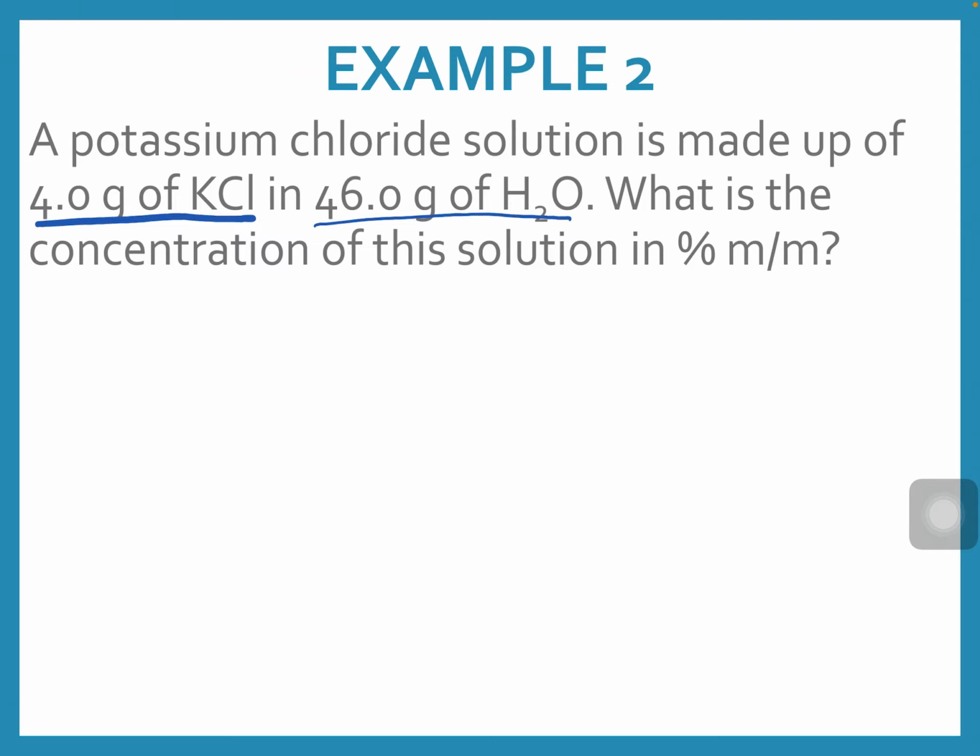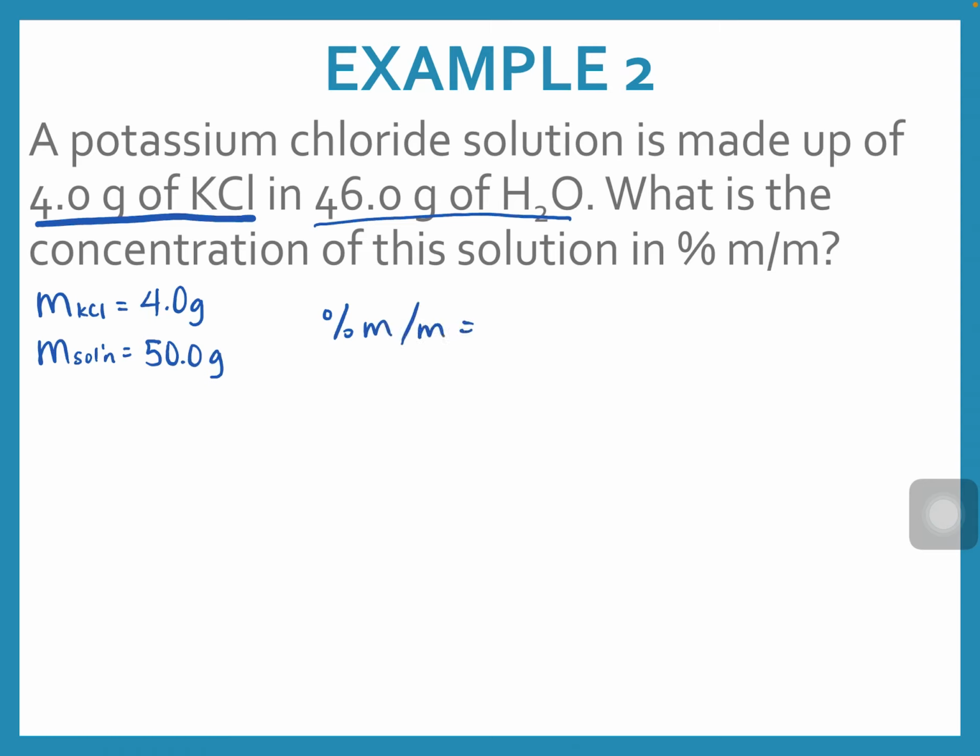So I have the mass of my solute, or KCl, is 4 grams. For my mass of solution, I'm given my mass of solute, which is 4 grams, and my solvent is 46 grams. So the solution would be the two of those together. So 46 grams of water and 4 grams of potassium chloride gives me 50 grams of solution total. And I need to calculate the concentration in percent mass to mass.